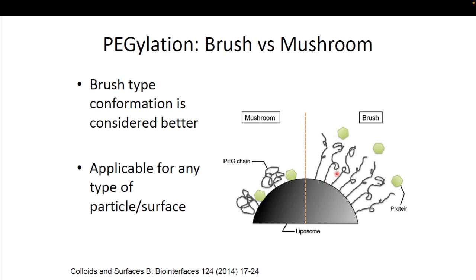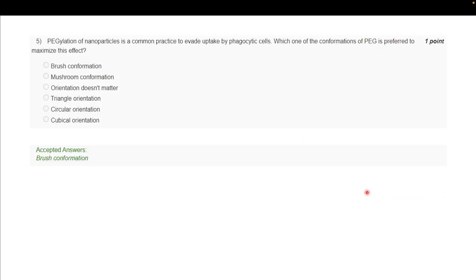Instead of that, if you have brush conformation, which is your long chains just lying around from the surface in this way, and they are not very stiff, they're mobile, they can just float around here, but they're very firmly attached at the base. So if they're floating around, it will act like a brush, and they will just throw off these proteins or any cells that are trying to come near this liposome. So that is why your brush type of conformation is considered better in avoiding the uptake by phagocytic cells. So that's why option 1 is the correct answer.